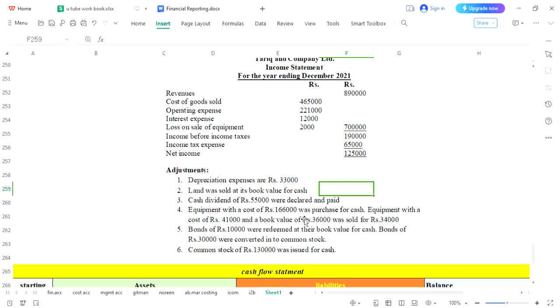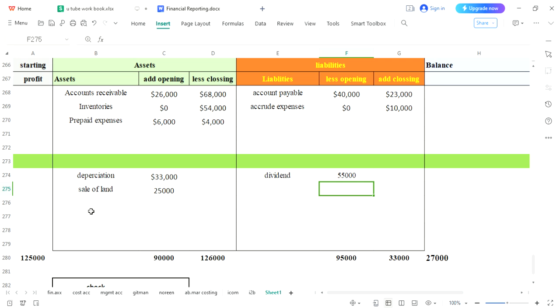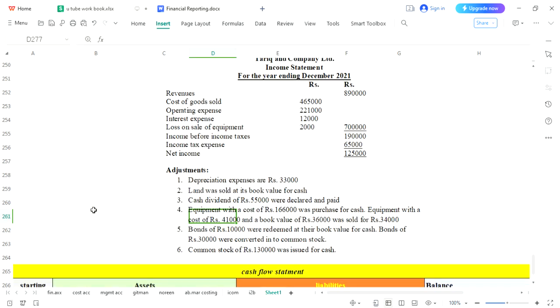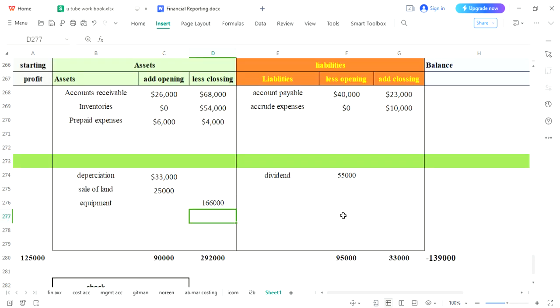Equipment which cost 166,000 was purchased for cash. Okay, we have purchased equipment for cash. Cash is decreasing. Equipment is an asset. So you will come over here, equipment, and we have purchased. It means 166,000, cash decreasing. Here we have equipment with the cost of 166,000 purchased. So there is a decrease in cash of 166,000.